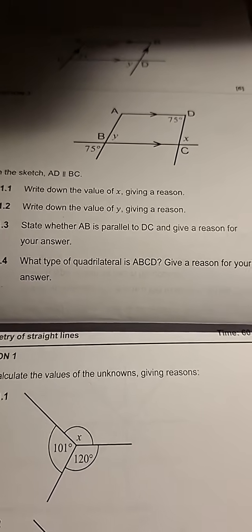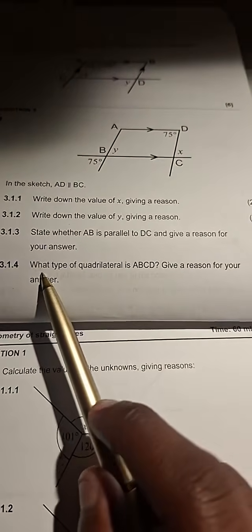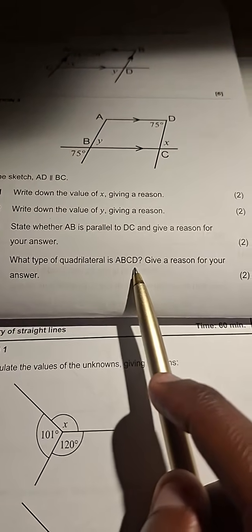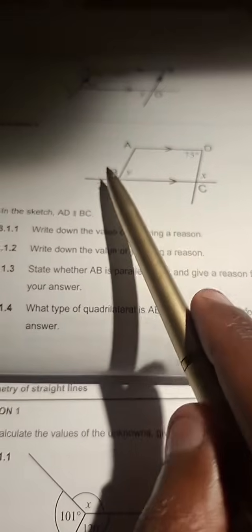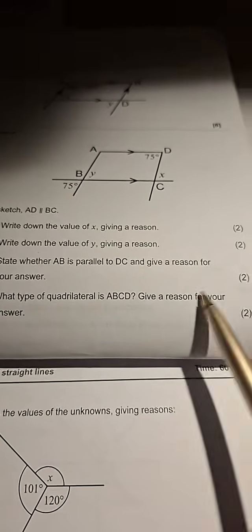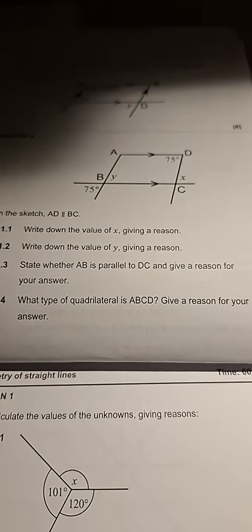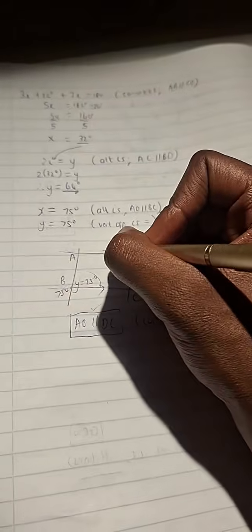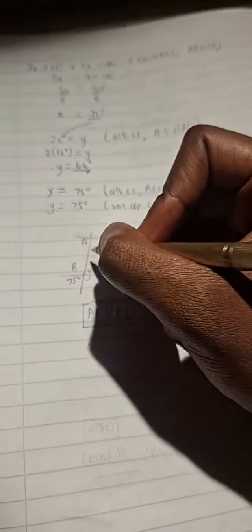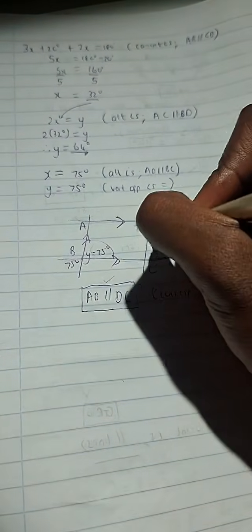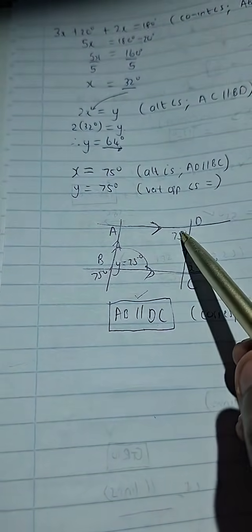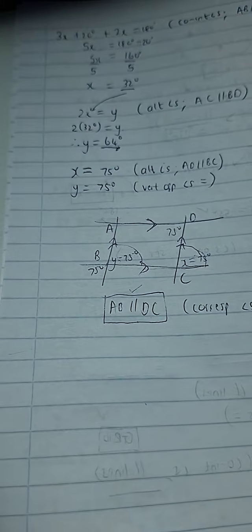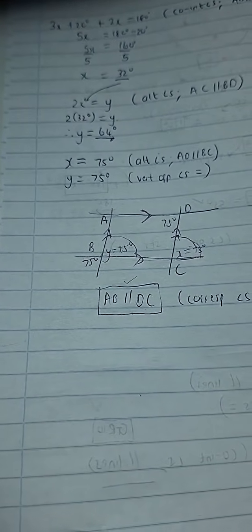Very important. Then 3.1.4. What type of quadrilateral is ABCD? Give a reason for your answer. What type of quadrilateral, guys? You have these lines being parallel. You've just discovered these ones are also parallel. And you're also noticing that the opposite angles are equal. So what type of quadrilateral is that?